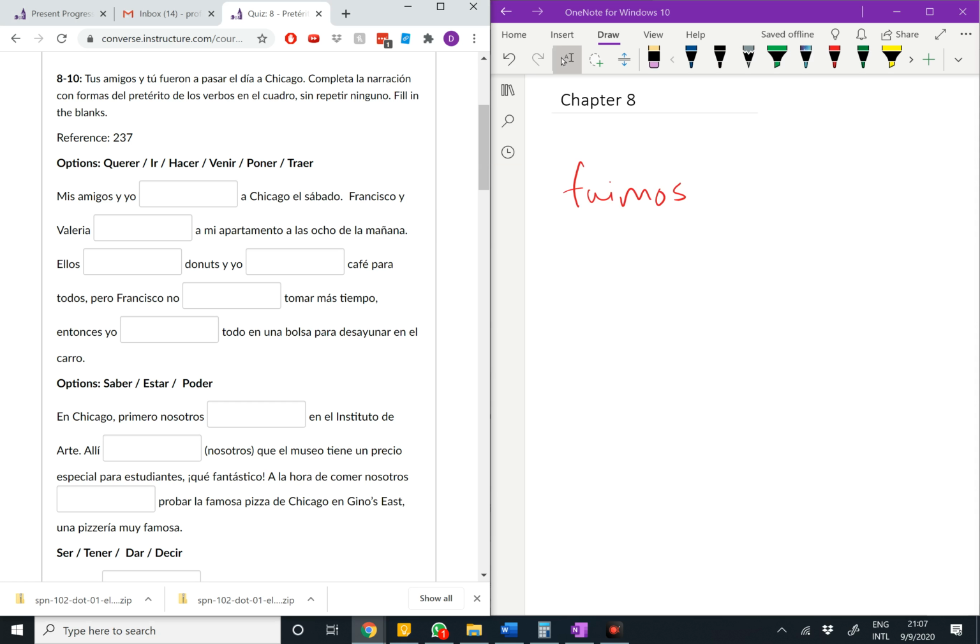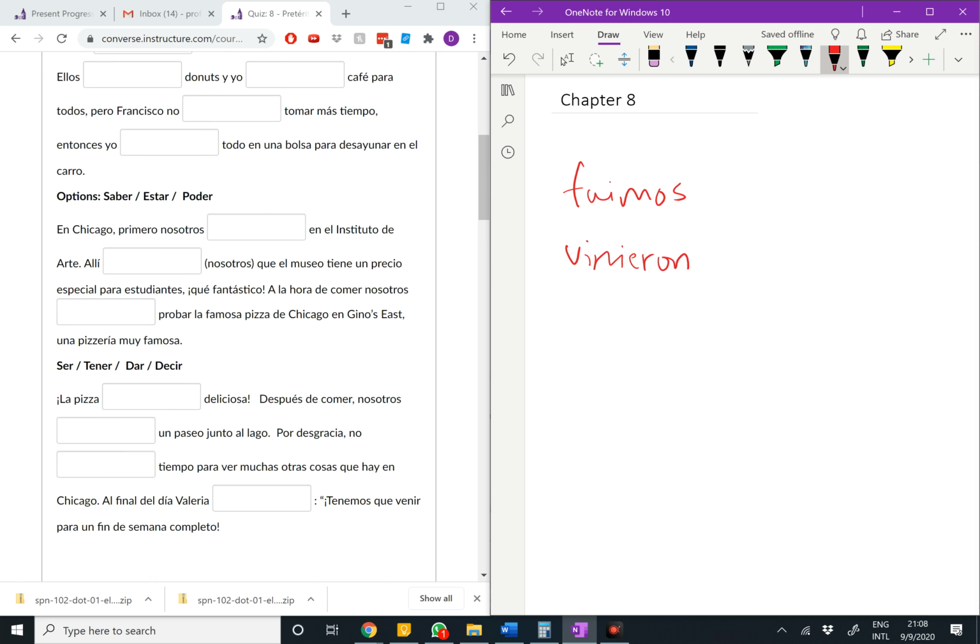Francisco y Valeria. So we're already rid of this option, right? So we want to think. Francisco y Valeria blank a mi apartamento a las 8 de la mañana. So they went to my apartment? No. They did my apartment? No. They brought my apartment? No. They came to my apartment. Francisco y Valeria, that's the ellos form, so vinieron. And go through like that, eliminating one at a time. If you're having problems remembering the preterite exception forms, on the main page of Canvas, there's the preterite cheat sheet. Open that or print that off, even better yet, and away you go.